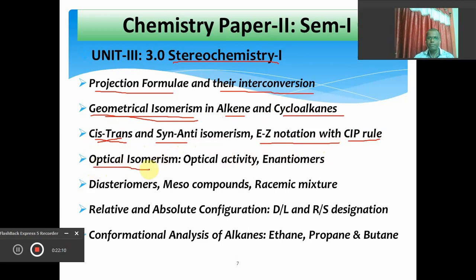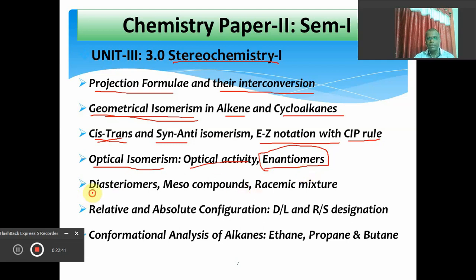Again, in the same topic, we will discuss optical isomerism. It means how a compound shows, or which compound shows, optical activity, and that a compound and its mirror image may have non-superimposable mirror images, and such a relationship is called enantiomers. Don't take tension, don't be worried, we will discuss all these things in detail. I am just giving you an introduction to the syllabus of chemistry paper 2.